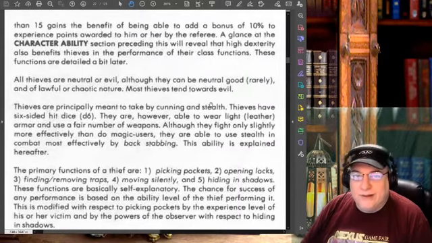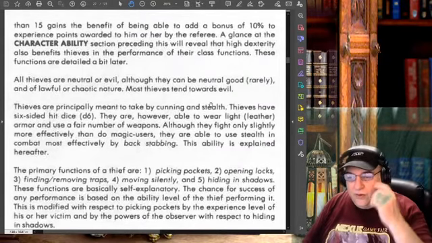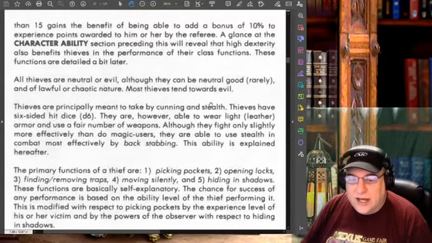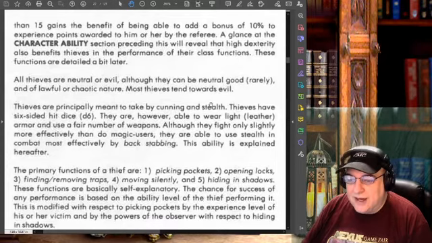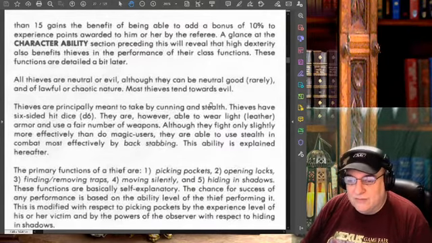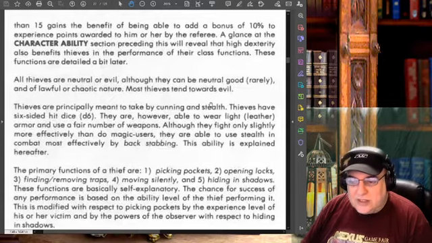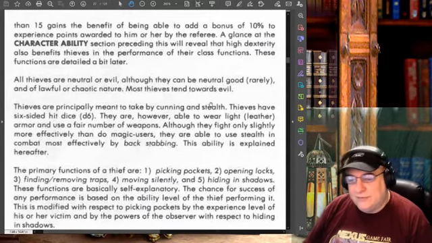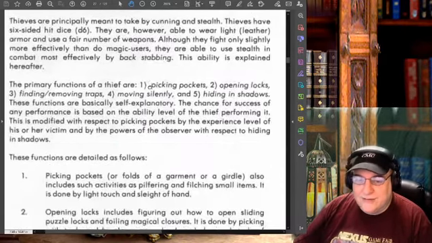Not in my campaign, strictly neutral. Although they can be neutral good, rarely, and of lawful or chaotic nature. And I'm really not big on chaotic neutral. Most people just pretend that's a license to do anything you want, which is essentially them wanting to act evil but not being allowed. Most thieves tend towards evil, but it's not dishonorable. He says that right up front. Okay, well, let's go further.